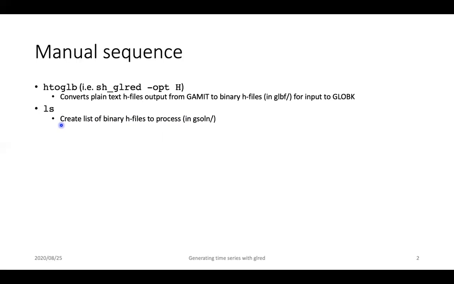And this is the list of quasi-observations, we call them, the H files that you are going to carry forwards into GlobK to make time series and velocities and other things.